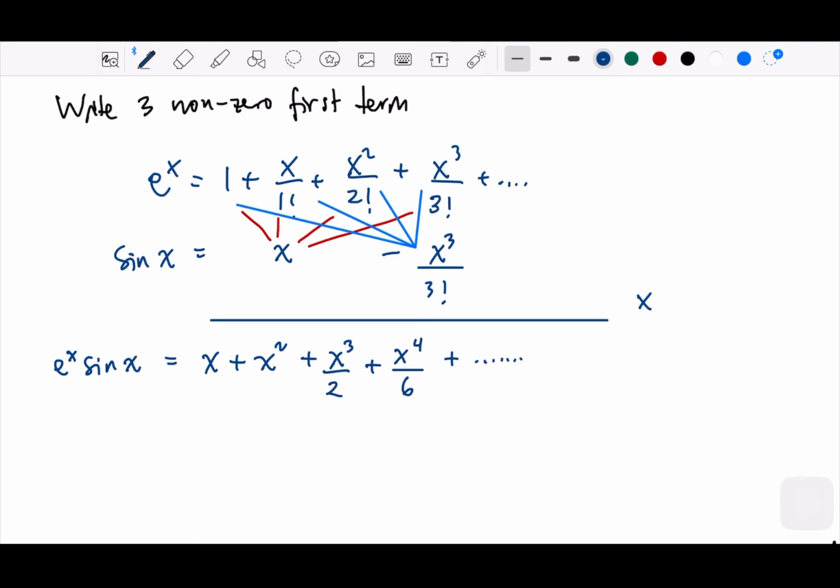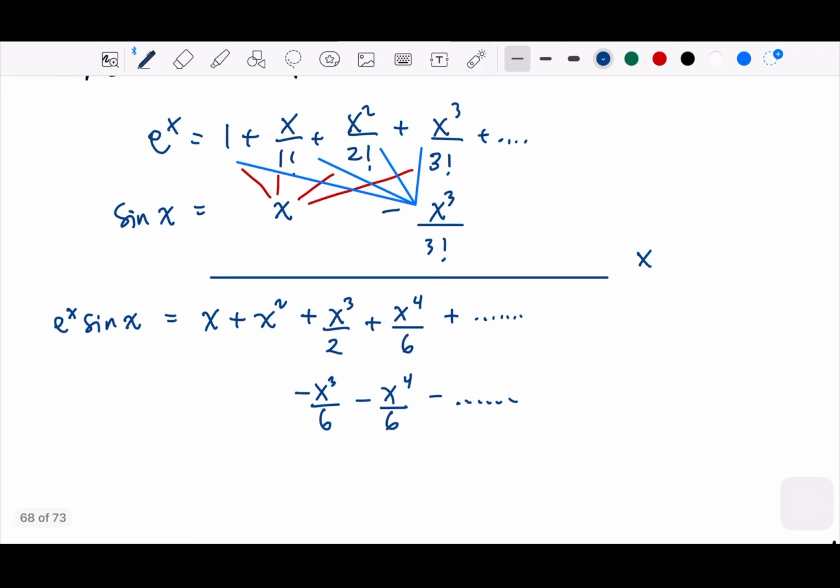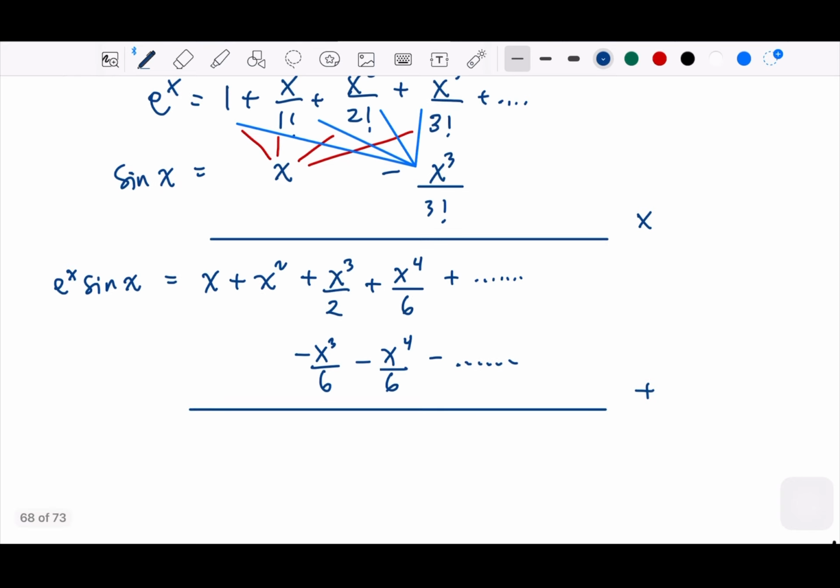So for the light blue, we are going to have negative x cubed over 6, and then negative x to the power of 4 also over 6, and then I will just write these 2 first, and then minus a few terms, because the question is asking only for the first 3 terms, right? So I don't need more terms. Okay, I just stop here. I wouldn't want to complicate myself. So we'll just stop here and then add all the terms now.